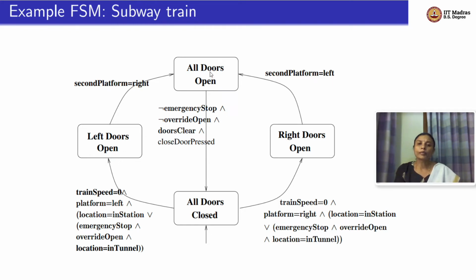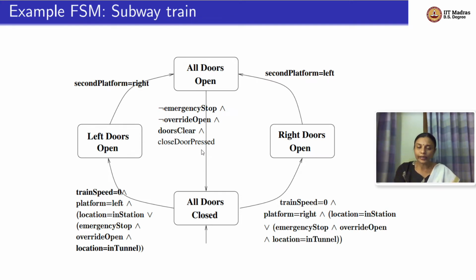Finally, I can move from the state all doors open to all doors closed, provided this guard is true. That is, there is no emergency stop. Read this little symbol as negation. Remember, I had introduced it to you in the first lecture in logic. Not of emergency stop. That is, emergency stop does not hold. Override open does not hold. Negation of override open. Doors have been cleared, and close door button has been pressed. Doors have been cleared in the sense there are no passengers or anybody moving across the doors. So the doors have been cleared to be closed and somebody has pressed the close door button.